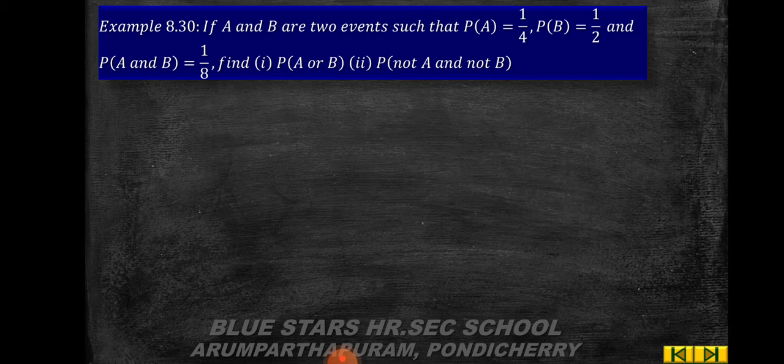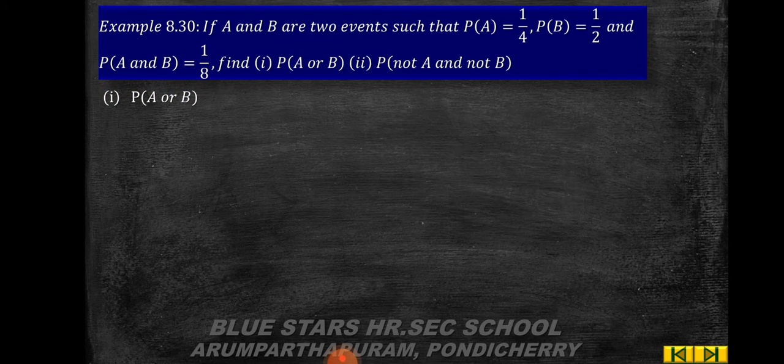Example 8.30. If A and B are two events such that P of A, that is probability of A, is equal to 1 by 4, probability of B is equal to 1 by 2 and P of A and B is equal to 1 by 8. Find P of A or B, and second, P of not A and not B.